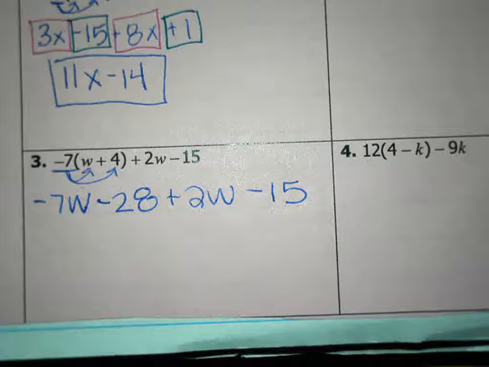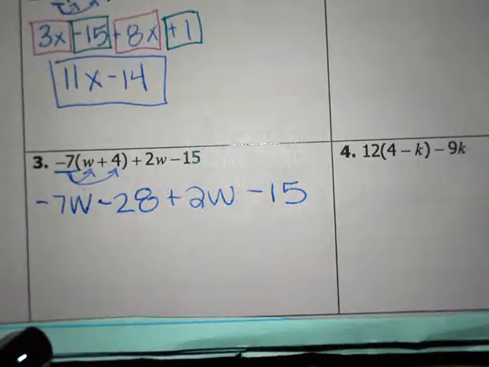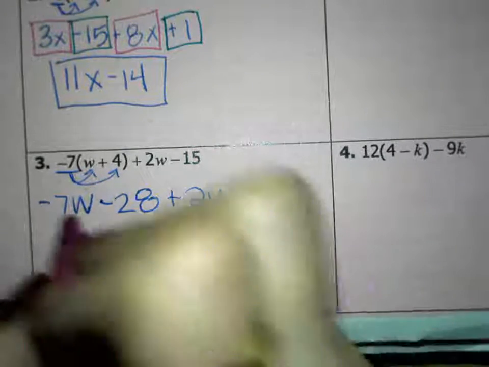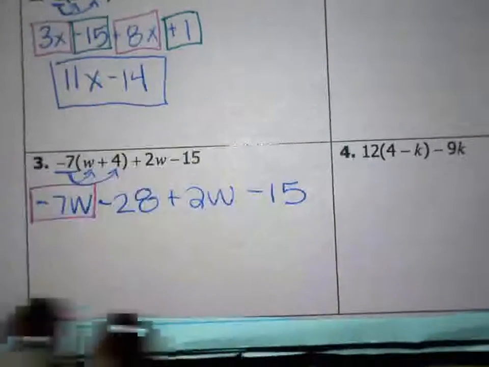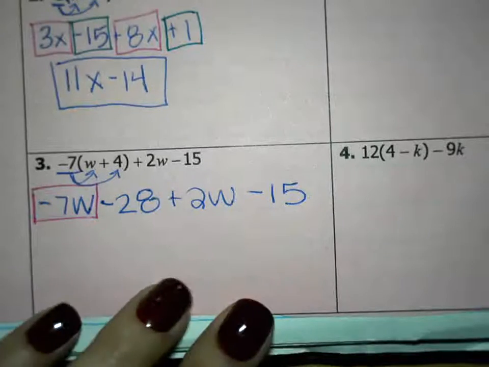And now we can combine like terms. What's the first term we see, everyone? Negative 7w, and that goes with what? Positive 2w.